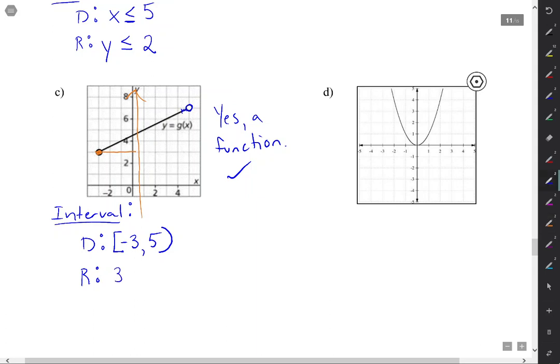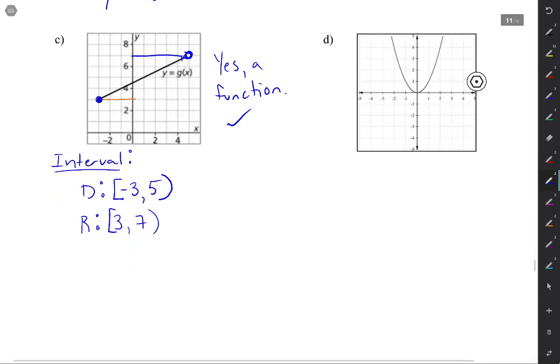And does it include that point? Well, it's colored in. It sure does. So we're going to use a square bracket. And then if we continue up the graph, the last or the biggest y value we get would be at this point, which is 7. And it does not include that point because it's an open circle. So 3 to 7 is the range. Now let's write this in set notation.